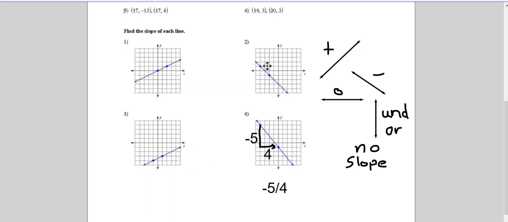Okay, now you go ahead and do those 3. When you're done, take screenshots, send it back to me.